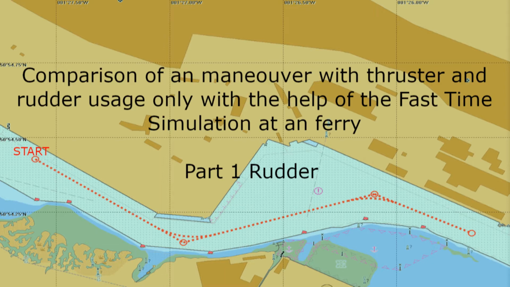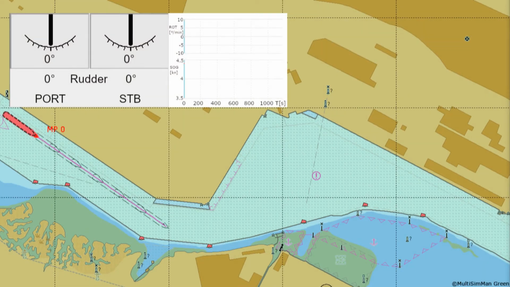maneuvers will follow. At the beginning, the vessel is underway to the initial maneuvering point at the speed of 4.5 knots without using rudder or thruster. A maneuver point represents the position or better situation where the rudder, thruster, or any other command is ordered.